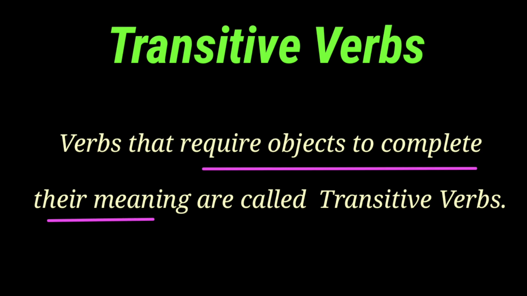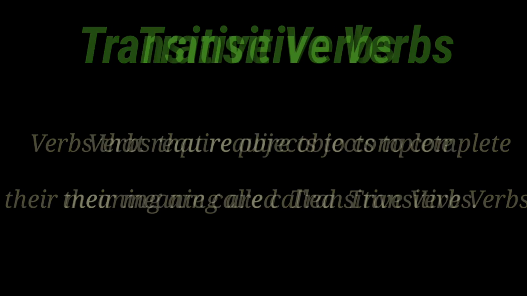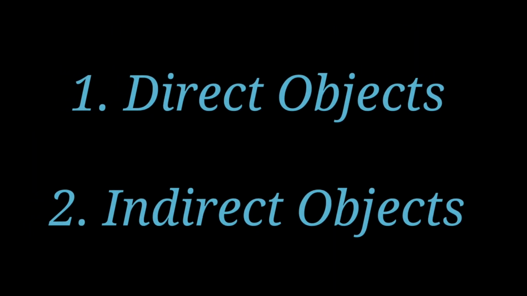Children, we have already learned the object of the verb in the last class. Objects are words that directly or indirectly receive the action of the verb. Objects also add to the meanings of the verb. There are two kinds of objects. They are direct objects and indirect objects.